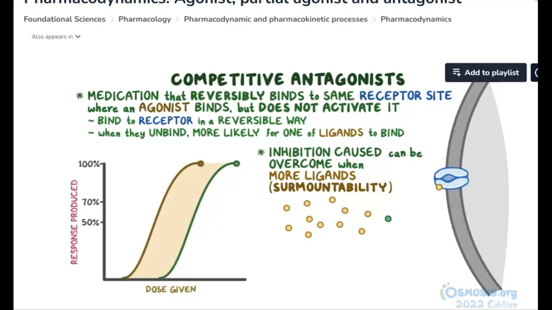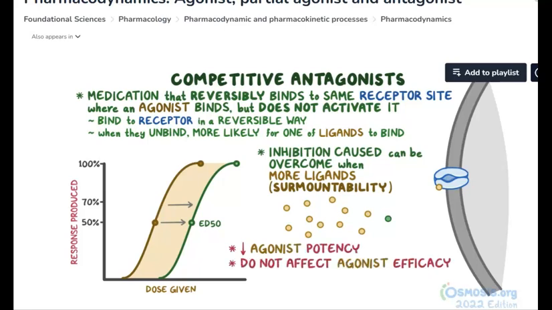Now, on the graph, competitive antagonists typically shift the curve to the right without affecting Emax, but increase the effective dose ED50. So, competitive antagonists decrease the agonist potency, but do not affect the agonist efficacy.